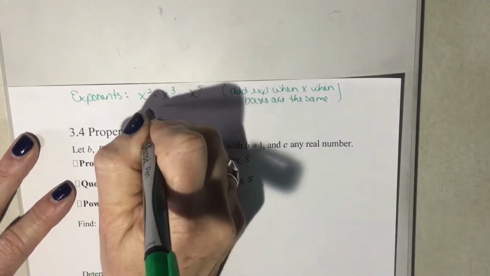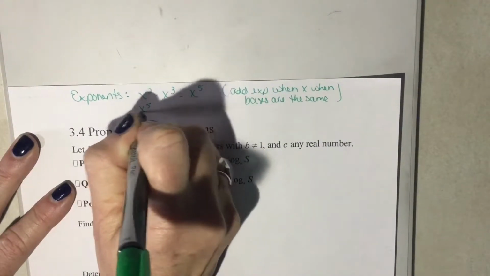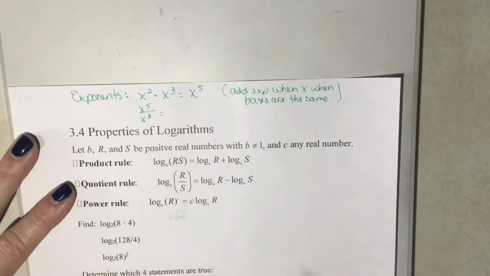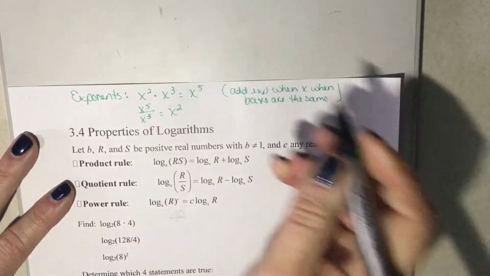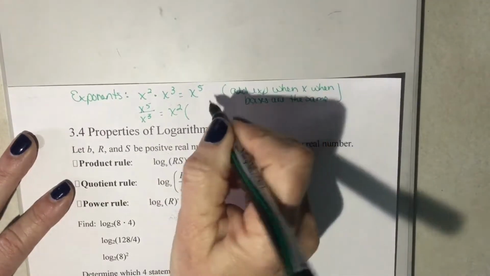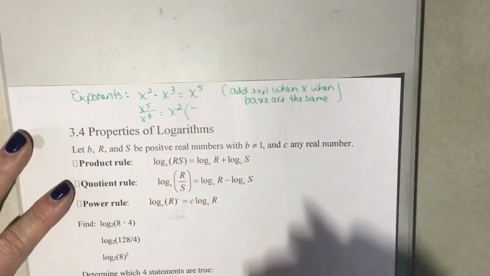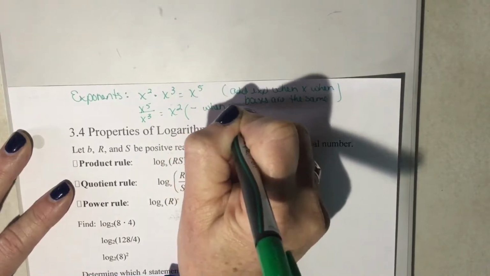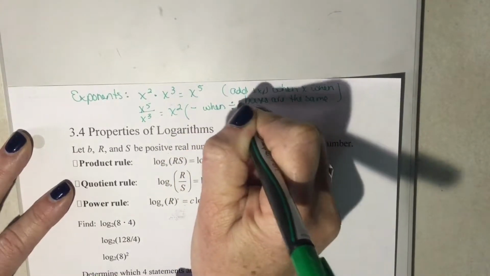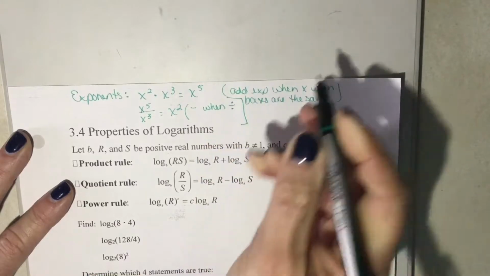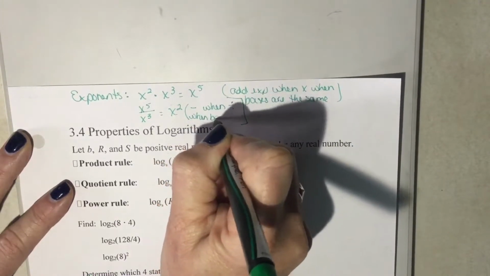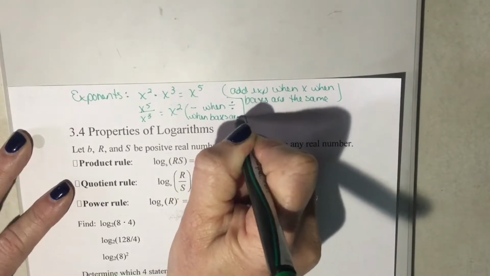All right? What about if I have x to the 5th divided by x cubed? What's my answer? X squared. Why? Subtract. Subtract when dividing, when bases are the same.